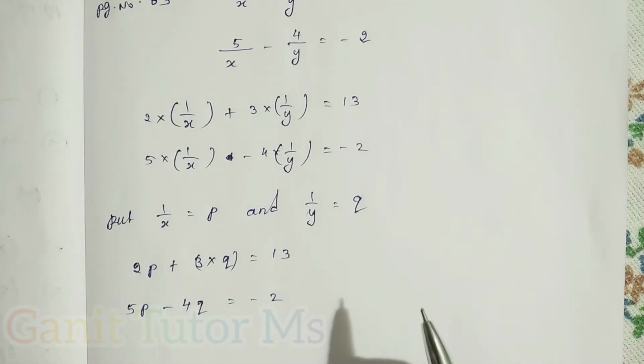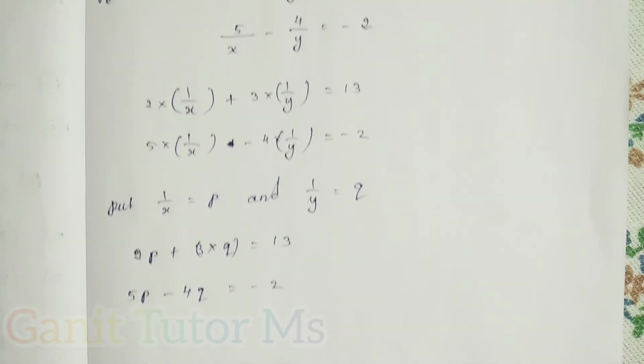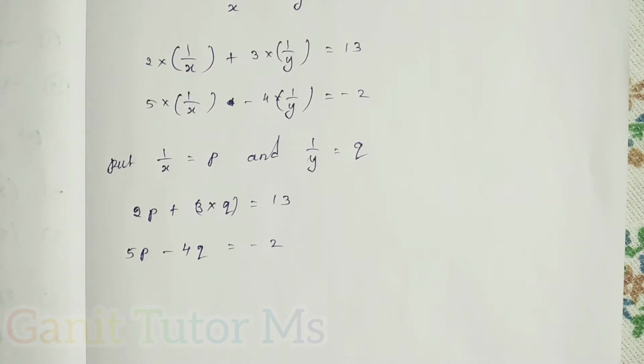We did some substitution, and we made the given equations linear. Now it is a linear equation in two variables. You can go with any algebraic method to simplify this problem and find the values of p and q. After that, instead of p and q, you can put 1 by x and 1 by y and find the x value and y value.